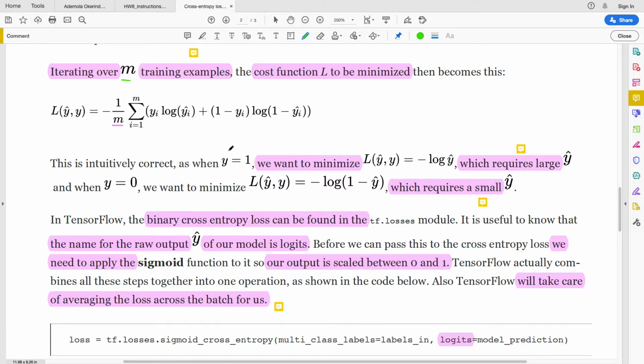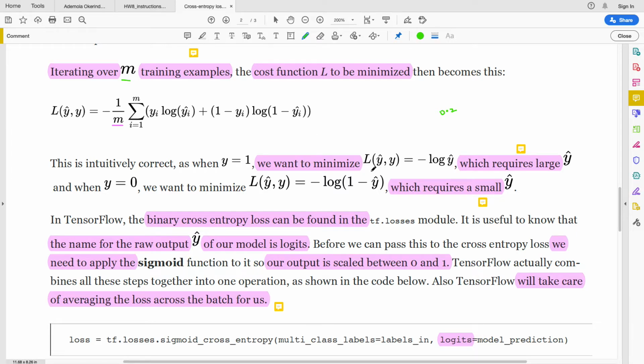So for instance, if the ground truth for a particular example in our training set is 1, y is 1, we expect our y hat, which is our model prediction, to also be 1. But if our y hat could not be 1, at least we expect our y hat to be something like 0.7, 0.8, 0.9, thereabout, at least to be as close as possible to 1.